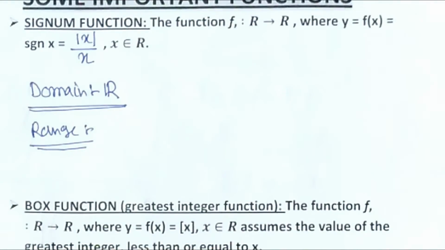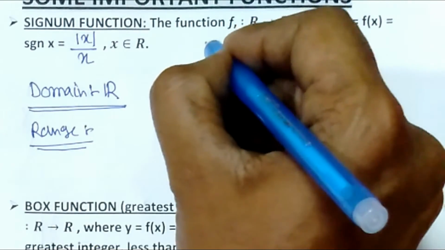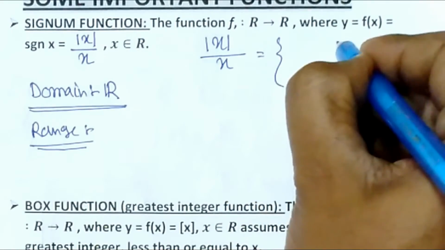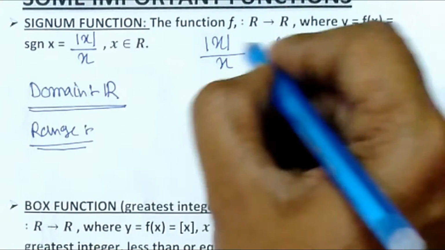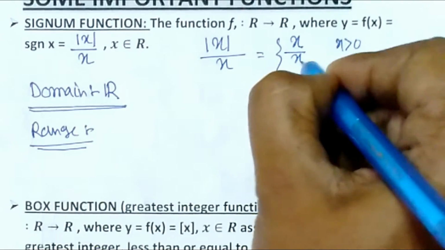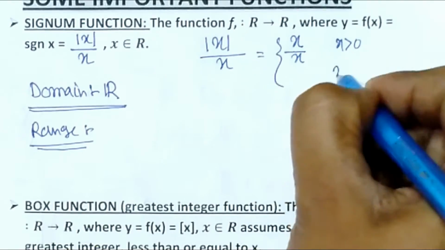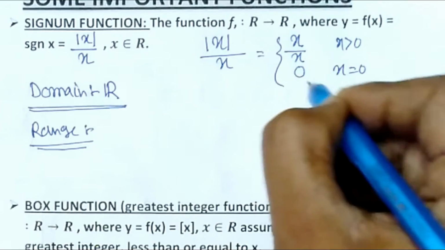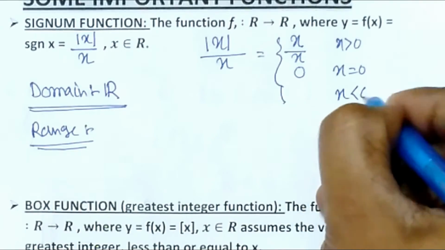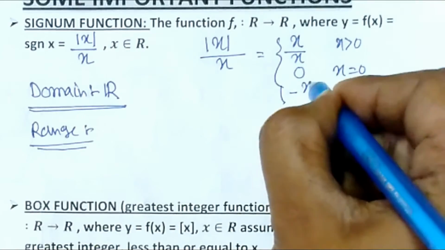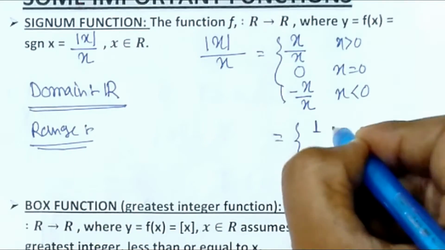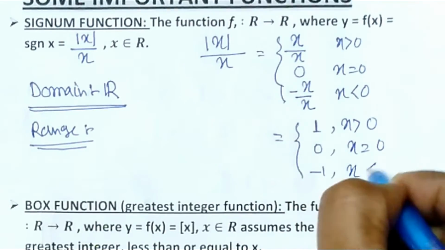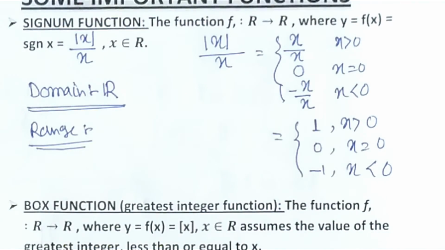Let us discuss. At first, the Signum function is mod x by x. Look, if x is greater than 0, then modulus x gives us x, so x by x, which is 1. If x is equal to 0, the Signum function is defined as 0. And if x is negative, then the value of mod x is minus x, so minus x upon x equals to minus 1. This is 1 when x is greater than 0, this is 0 when x is 0, and this is minus 1 when x is negative. This is the definition of the Signum function.